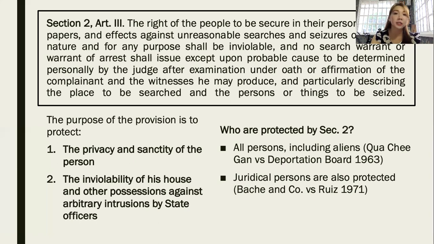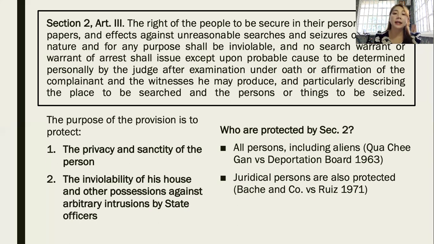So, alin to, yung courts, who are protected by this section. So all persons, including aliens. Juridical persons are also protected. Does Section 2 protect citizens from unreasonable searches and seizures perpetrated by private individuals? No, the constitutional prescription against unlawful searches and seizures applies as a restraint directed only against the government and its agencies tasked with the enforcement of the law. Recourse against private individuals is an action for damages under the Civil Code.